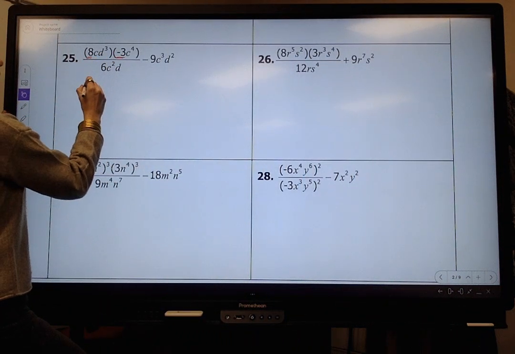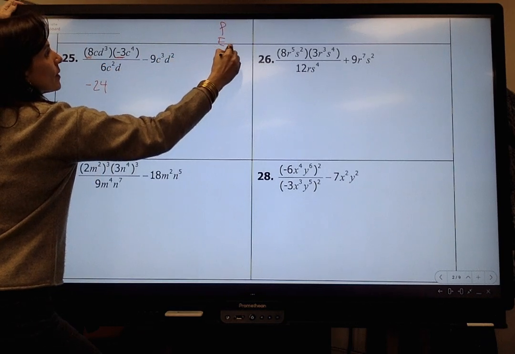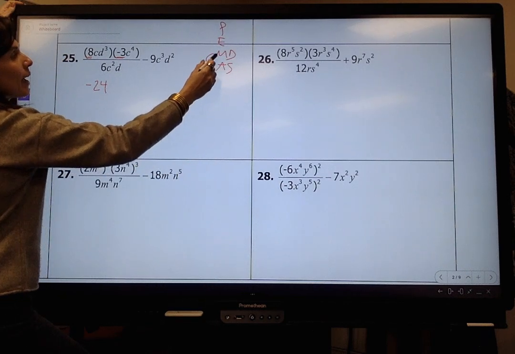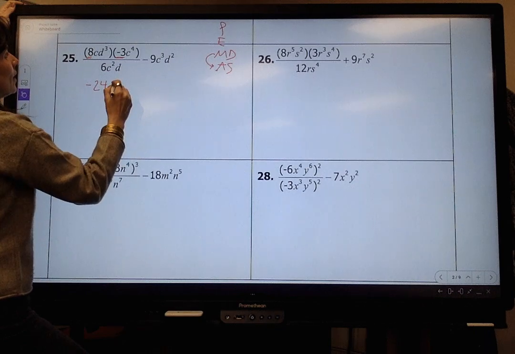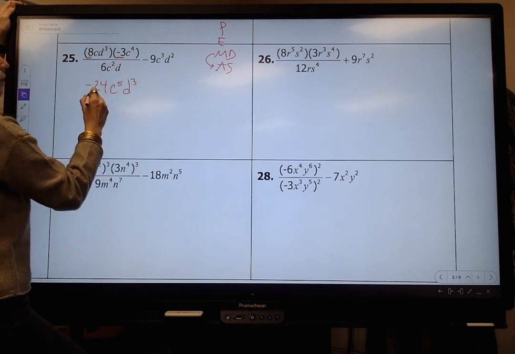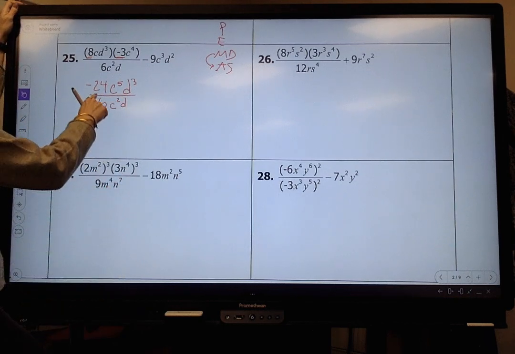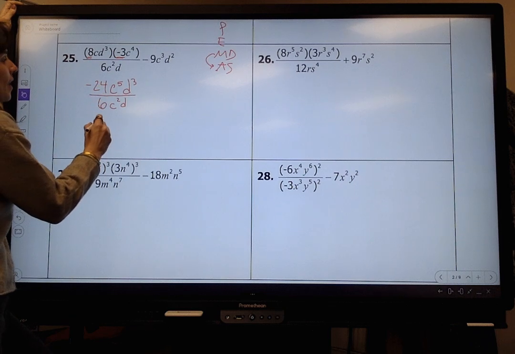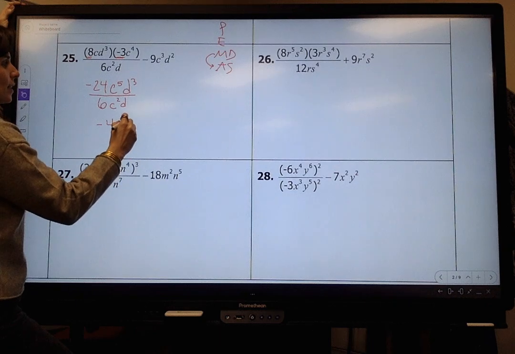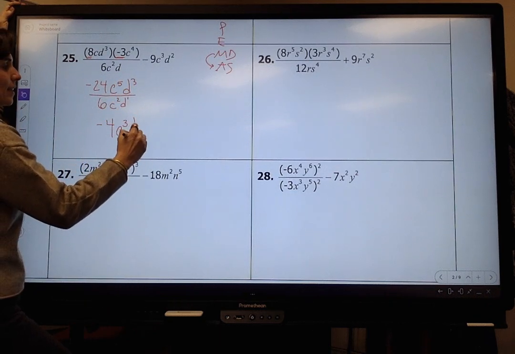8 times negative 3 is negative 24. Now, I would write over here, please excuse my dear Aunt Sally, so I can look to see what is my exponent rule. Well, if these guys multiply, my exponents are a step behind, so they add. So I get c to the 5th, d to the 3rd. So I've multiplied all that. All over 6c squared d. So I'm going to negative 24 over 6 is negative 4. I subtract my exponents. 5 minus 2 is c to the 3rd. Subtract 3 minus 1. There's an understood 1 there. And I get d squared.